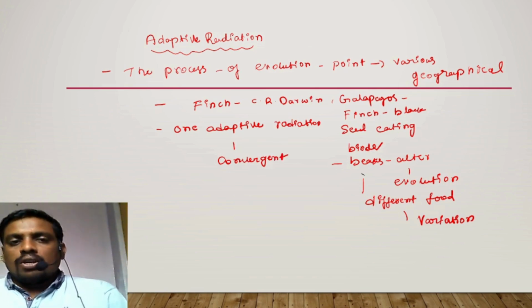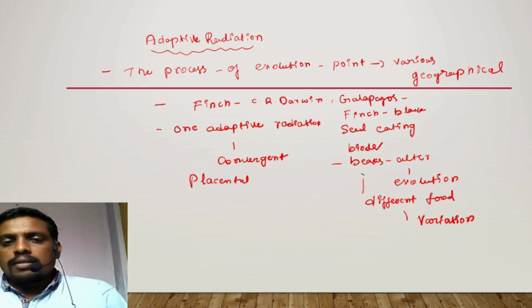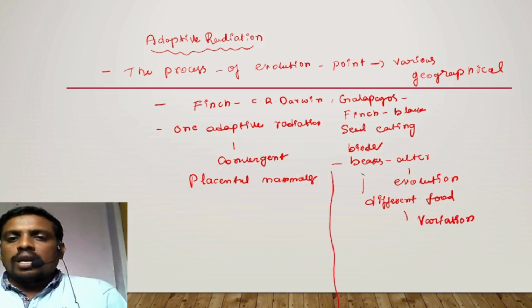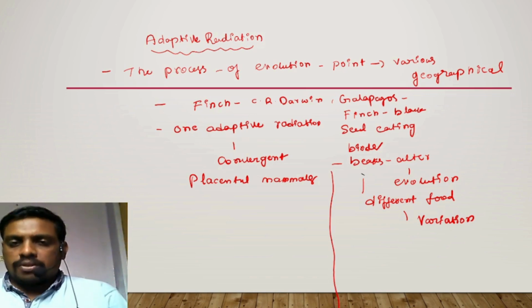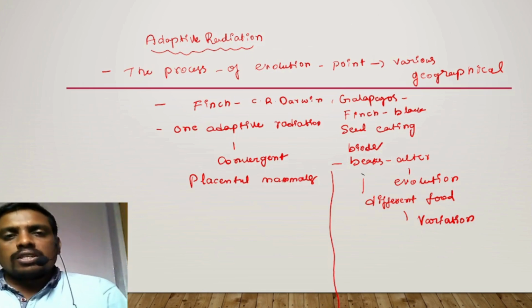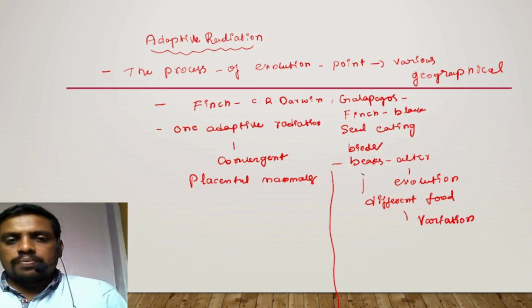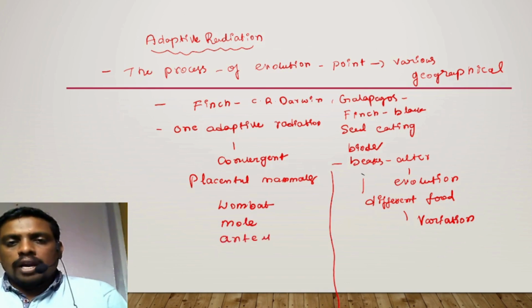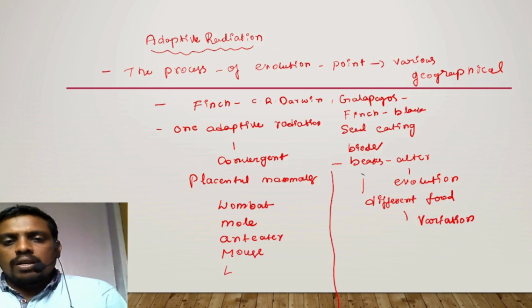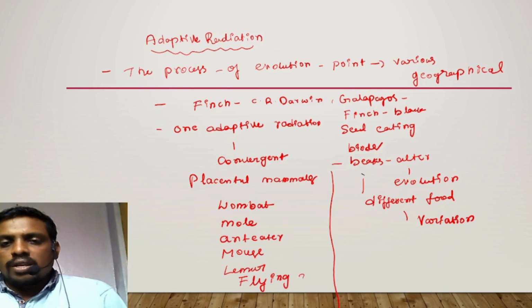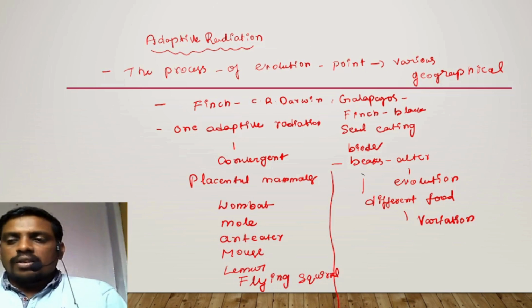Let us take some examples. If you take the placental mammals, what are placental mammals? These placental mammals are best examples for convergent evolution, which explains analogous organs. If you take a wombat, mole, anteater, an ant-eating animal, mouse, lemur, and flying squirrels, have you ever seen squirrels? Please comment yes or no.